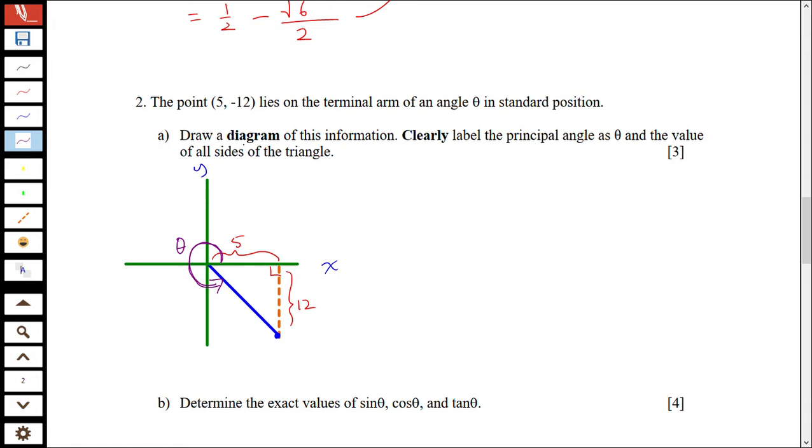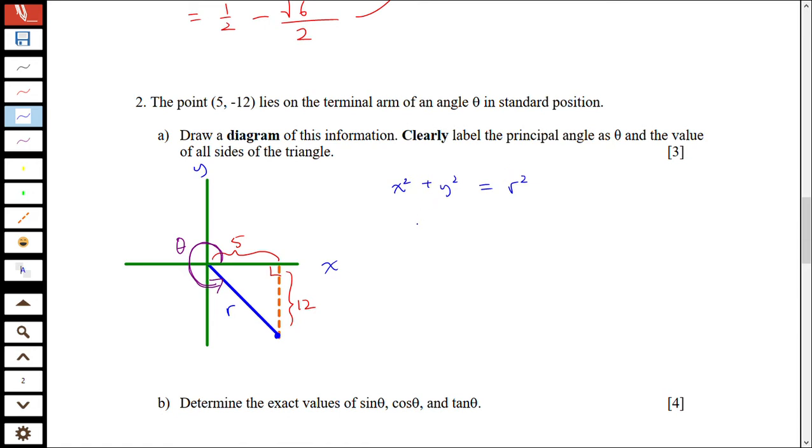Okay, so we drew a diagram, clearly labeled the principal angle as theta, so that part's done, and the value of all sides of the triangle. We did that for the 5 and the 12, which are the x and y values, but we haven't done it for the hypotenuse. So the hypotenuse, because we're going to be rotating, we always label this r. So label the hypotenuse as r, and we can use the Pythagorean theorem. So it's going to be x squared plus y squared equal to the hypotenuse squared, which is r squared.